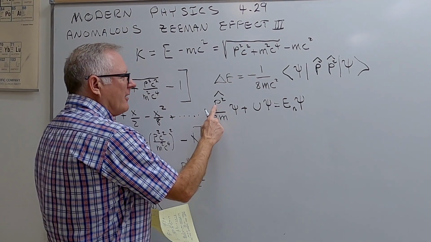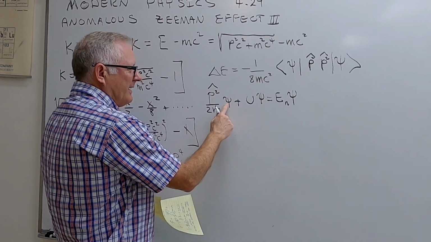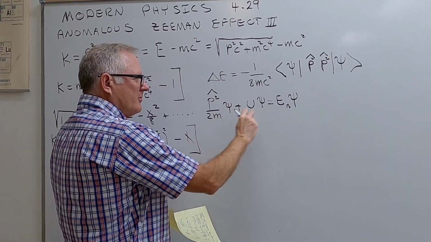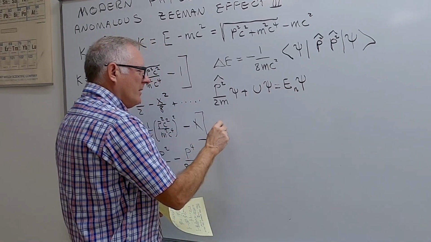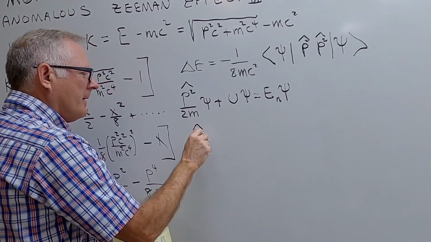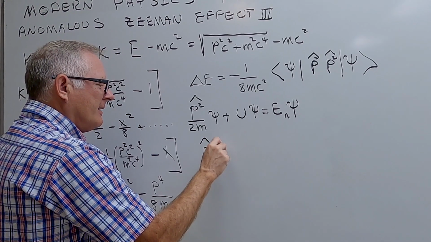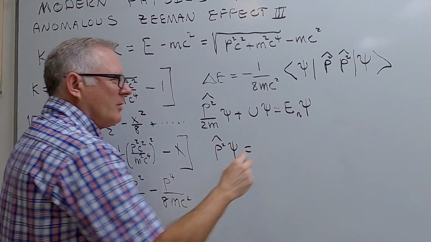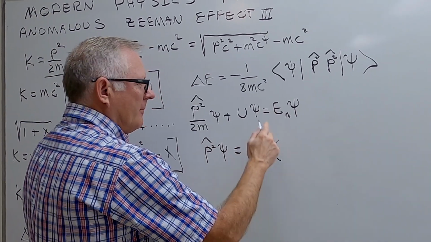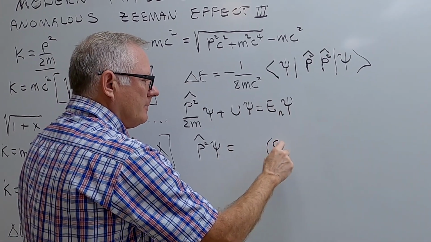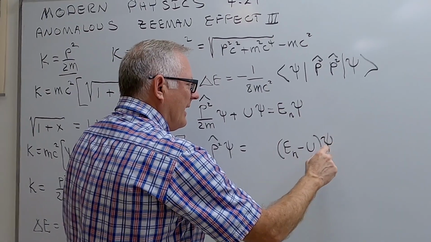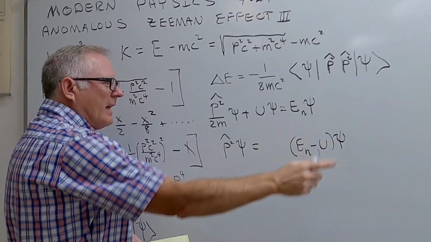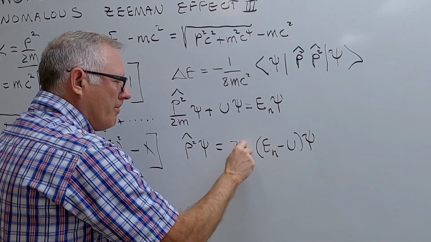So I could calculate what p squared is on psi right from here. I'm going to move that to this side, so it's E sub n minus u. So we got p squared acting on psi is equal to, on this side, E sub n minus u acting on psi, and then we multiplied everything by 2m.